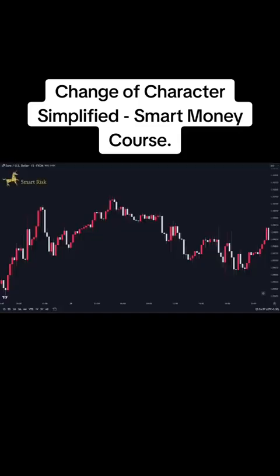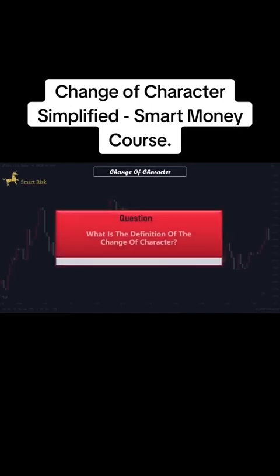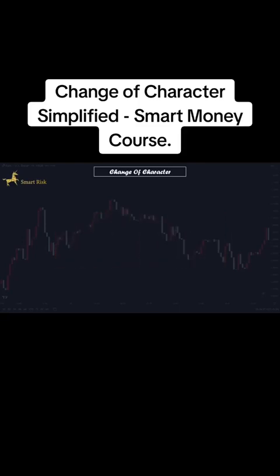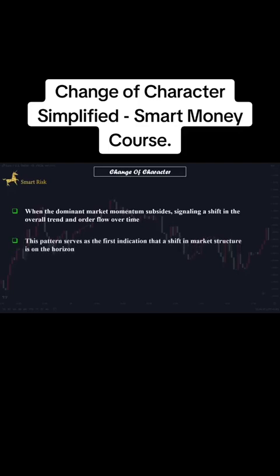Welcome back, traders. So let's get started. So what is the definition of the change of character? A change of character occurs when the dominant market momentum subsides, signaling a shift in the overall trend and order flow over time. This pattern serves as the first indication that a shift in market structure is on the horizon, suggesting a potential shift in control from buyers to sellers or vice versa.